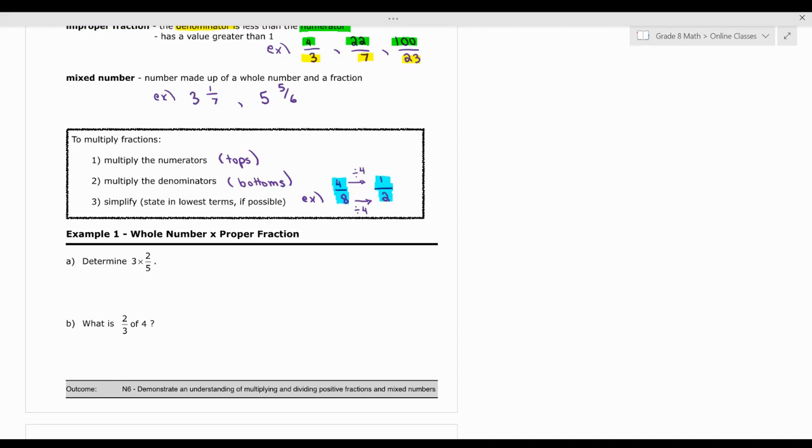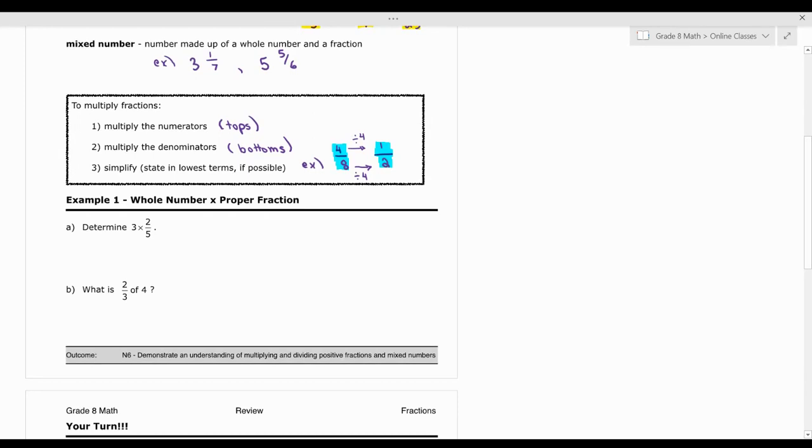Example number 1. So we're going to start by looking at where you have a whole number and you're multiplying by a proper fraction. And then what you're going to notice is I've worded the questions a little bit different each time, just so you're comfortable with different ways that a question can be asked and realizing that they're actually implying the same thing. So the way that question A is worded, it just tells you determine 2 times 3/5.